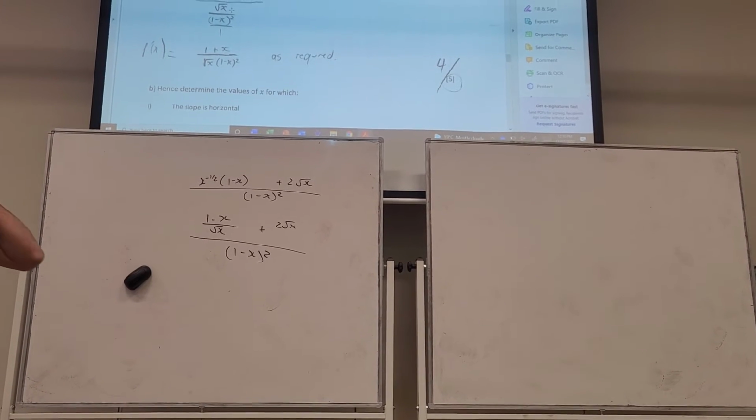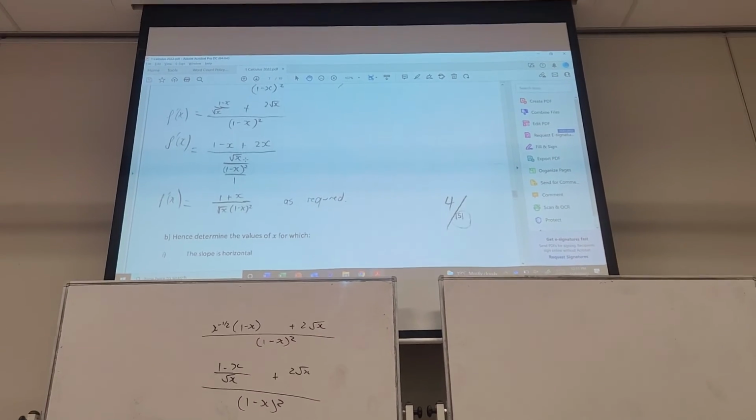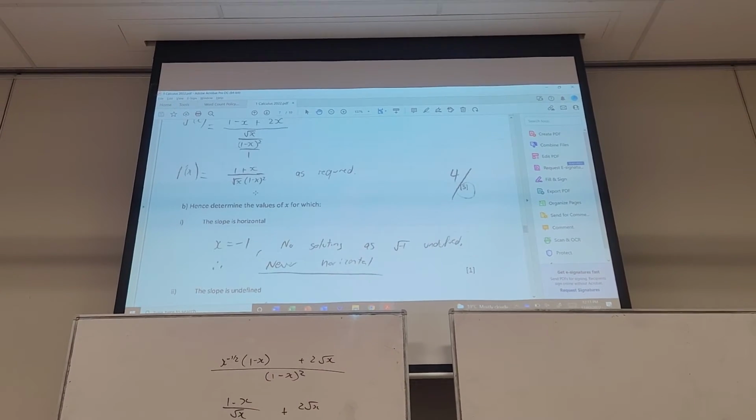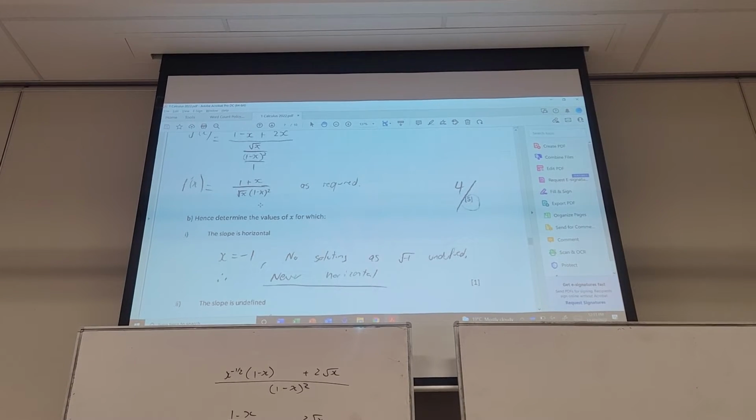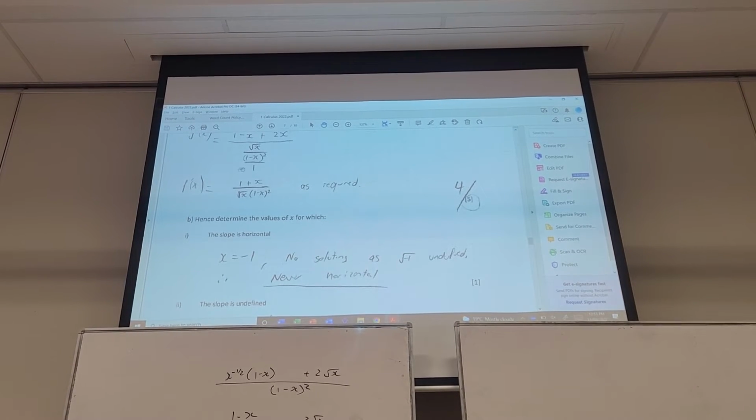Now we actually did this problem in class because the next 2 parts were a little bit tricky. Determine the values for x for when the slope is horizontal. So you found the derivative function, and it is 1 plus x on top of the square root of x times 1 take x squared.